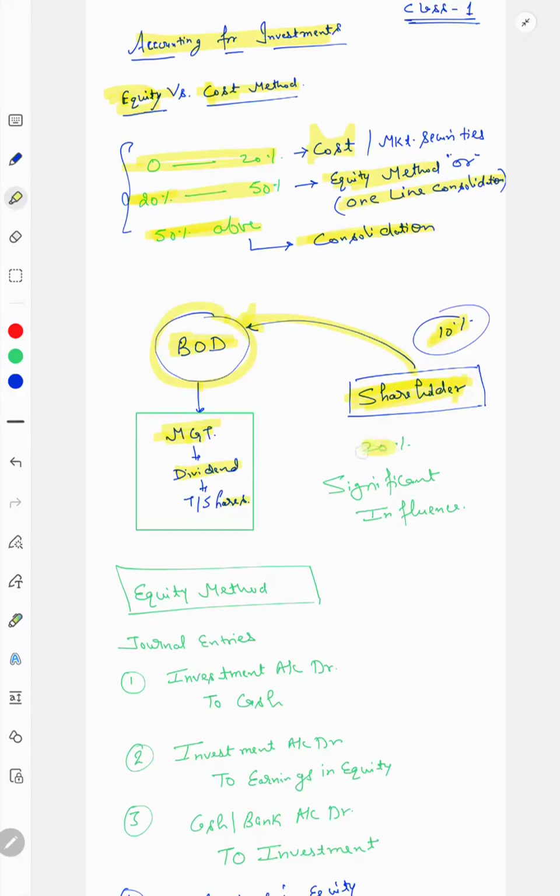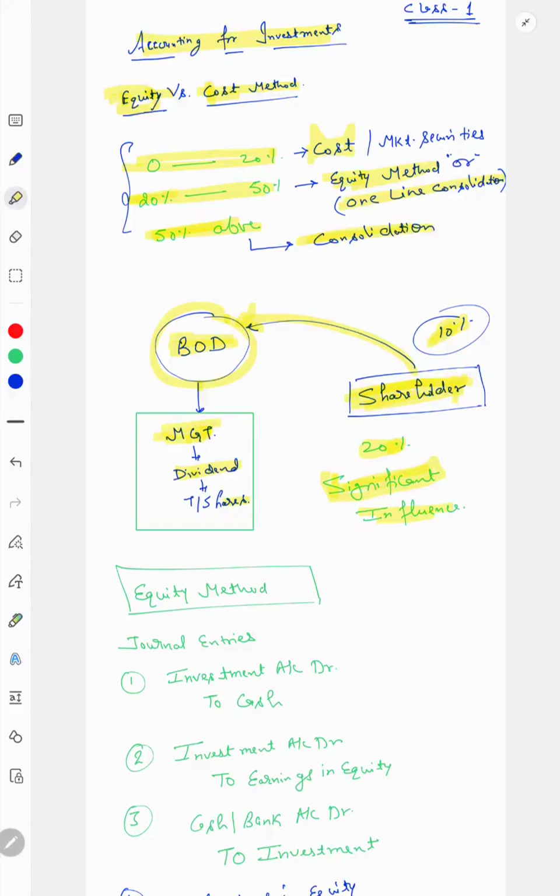But if you own 20% of the shares, which is assumed to give a significant influence, it means you can influence the judgment of the management through the board of directors. You can vote in favor or against if they do not declare the dividend. So with 20% we use the equity method. Now you understand that for our investment purposes we have two methods: the cost method and the equity method.